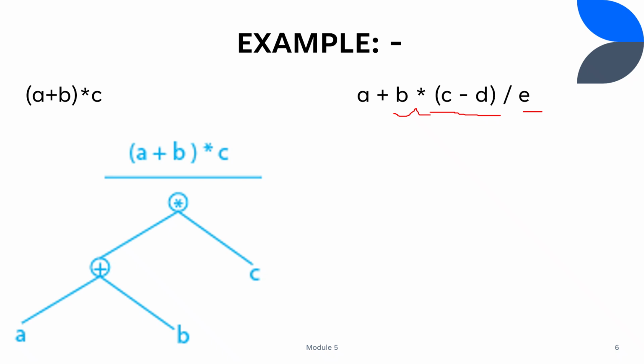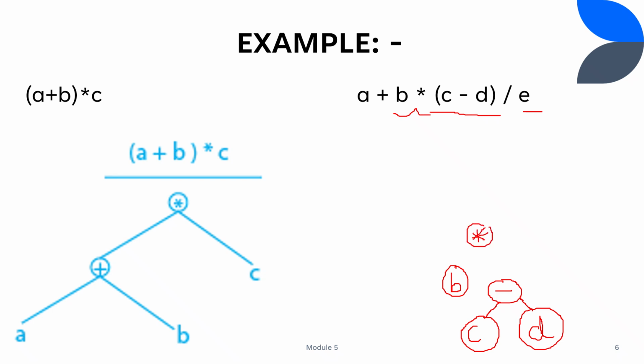So my tree will be, I'll have C, I'll have D, and the operation that is happening between C and D is a subtraction operation. So this is how my tree is created for the equation which is there in bracket. This result is then multiplied by B. So it is B, the result, and it is multiplied over here. Now this entire result is then divided by E. So I write E here and I put a division operation here.